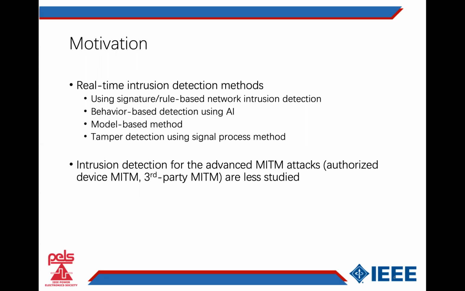Real-time intrusion detection methods have been widely studied to detect man-in-the-middle attacks. Using signature or rule-based network intrusion detection, which is detecting irregular network packet format, replay, and message authentication, or behavior-based detection using AI. Model-based detection is detecting anomalous behaviors of inverters and PV systems or network traffic patterns. And temporal detection using signal process methods like watermarking. However, intrusion detection for the advanced man-in-the-middle attacks, such as authorized device man-in-the-middle and third-party man-in-the-middle, has been less studied.